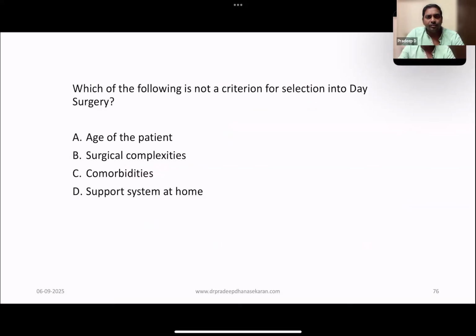Right. Can I answer this question? Which of the following is not a criterion for selection into day surgery? You have surgical complexities, you have comorbidities, support system, but not the age. Age is not the limiting criterion for a day surgery.